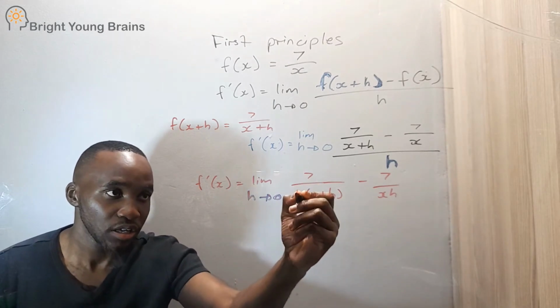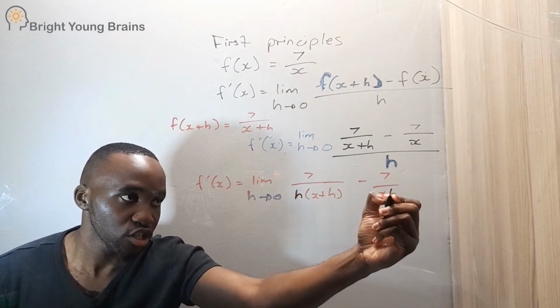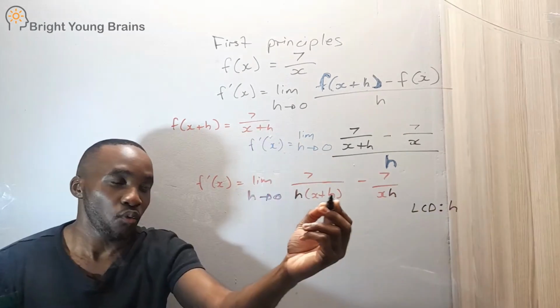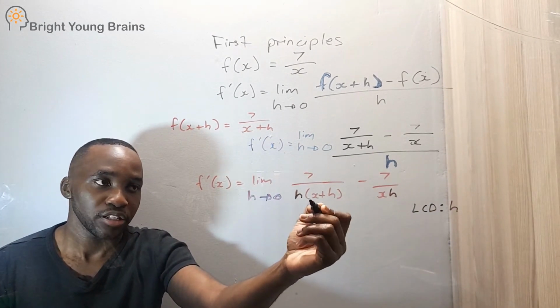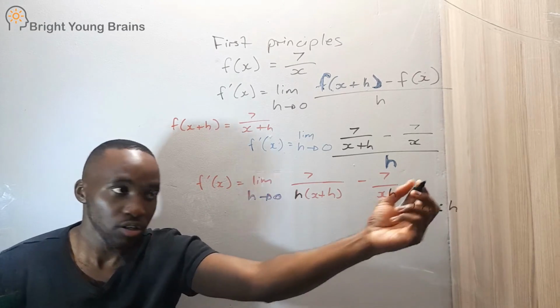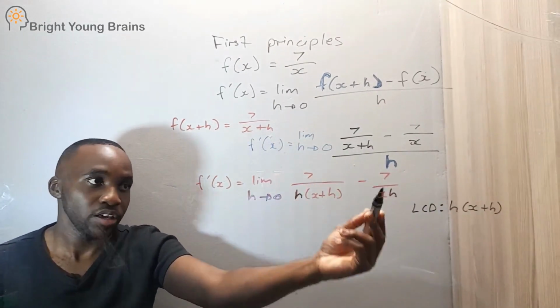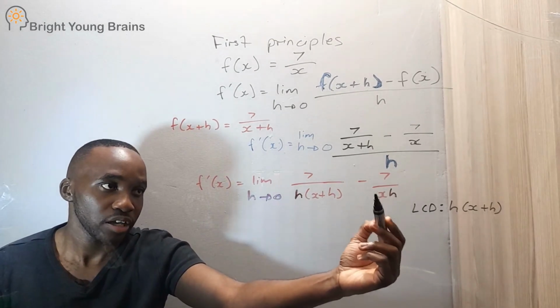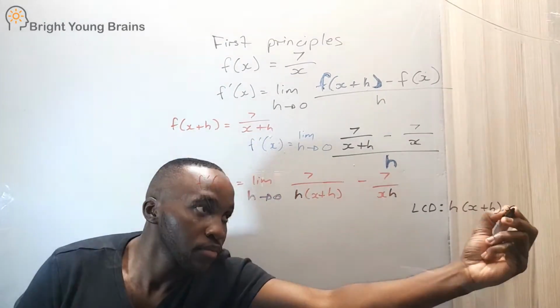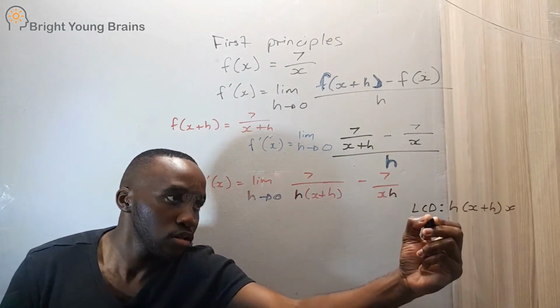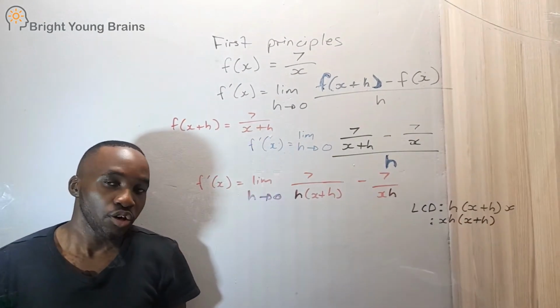What I mean is, they already both have an h, so that's going to form part of our LCD. One of them has x plus h, but the other one doesn't, so x plus h has to be part of our LCD. And then here, one of them has x alone, the other one doesn't, so x has to be part of our LCD. So simply put, this is going to be your LCD.